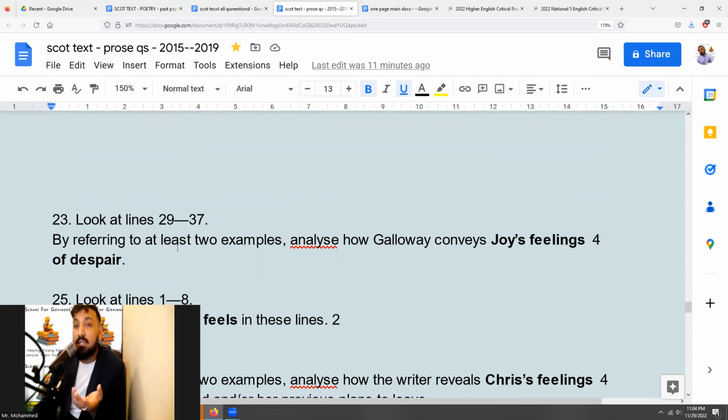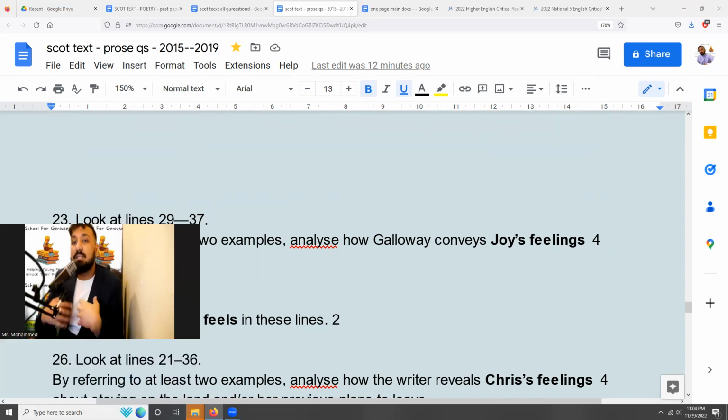What kind of features does it have? So on and so forth. Now, the important thing to know is to use this when you are analyzing your text in class, in your lessons. Use this when you're studying the text.